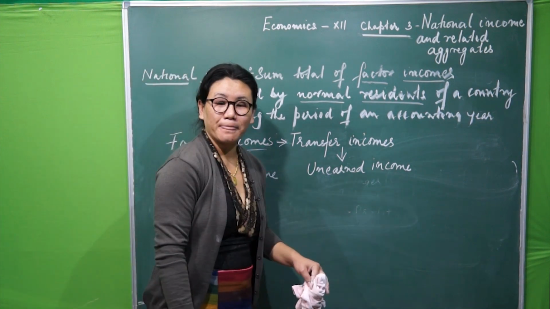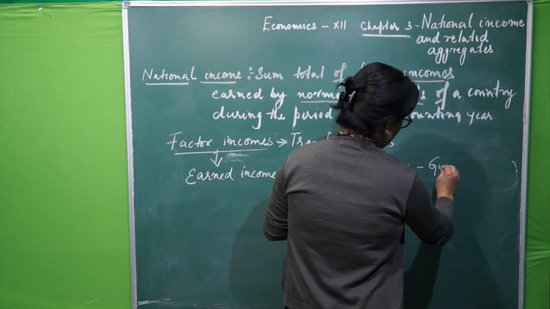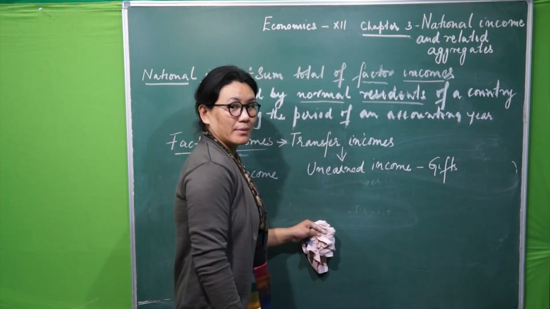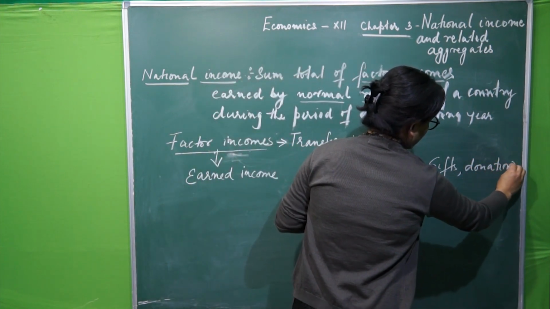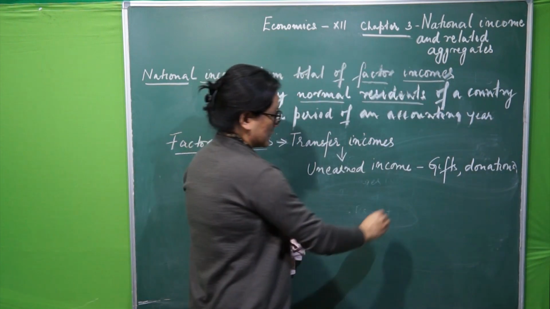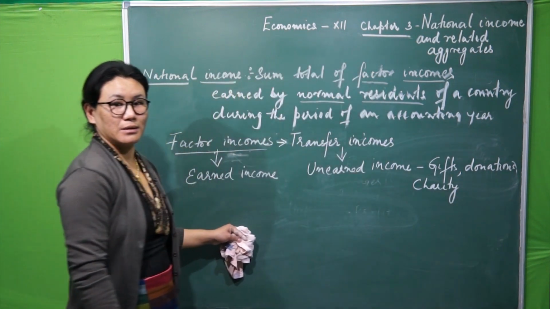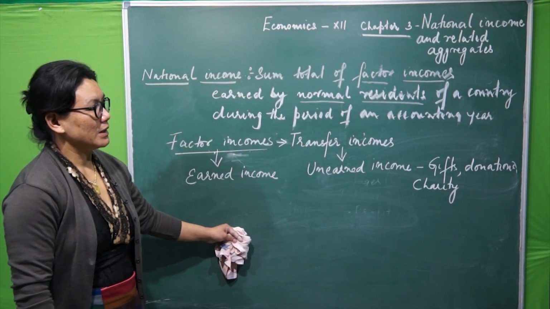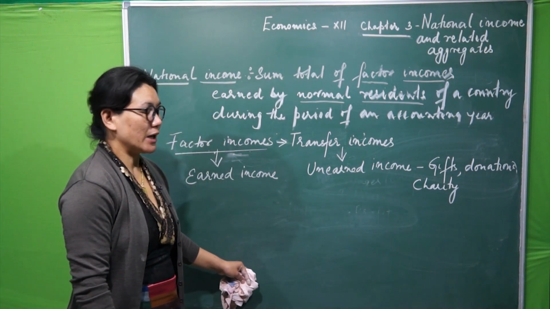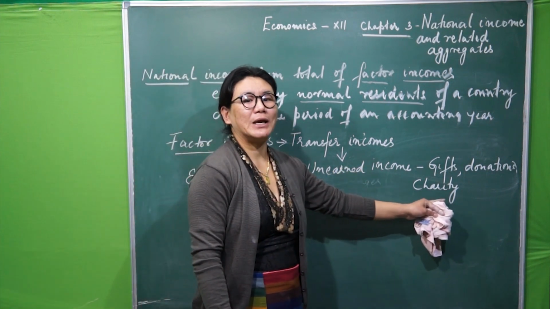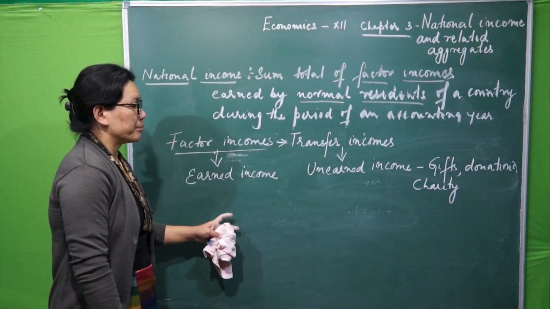I'll give you some examples: gifts, donation, charity, etc. These are unearned income. These are paid freely. Got it?